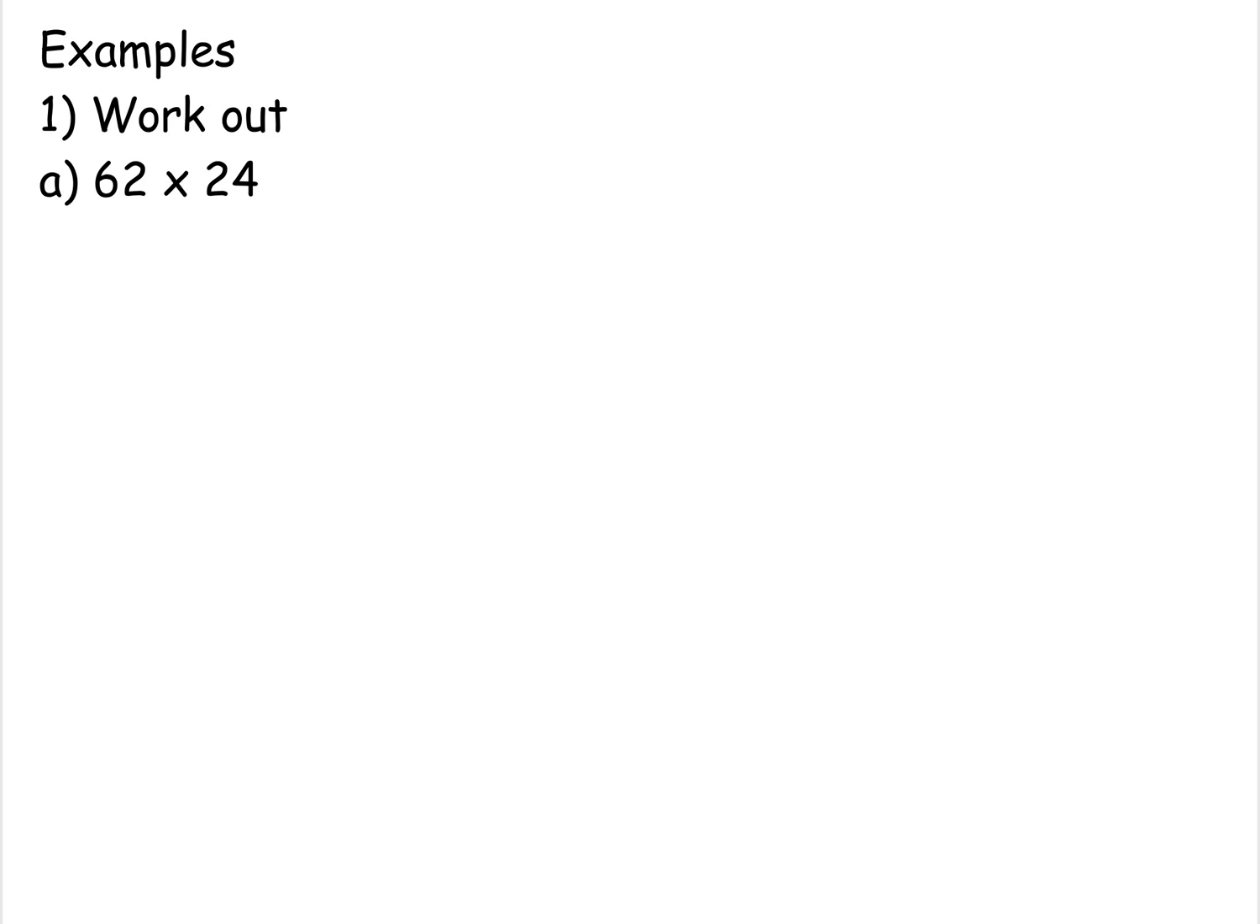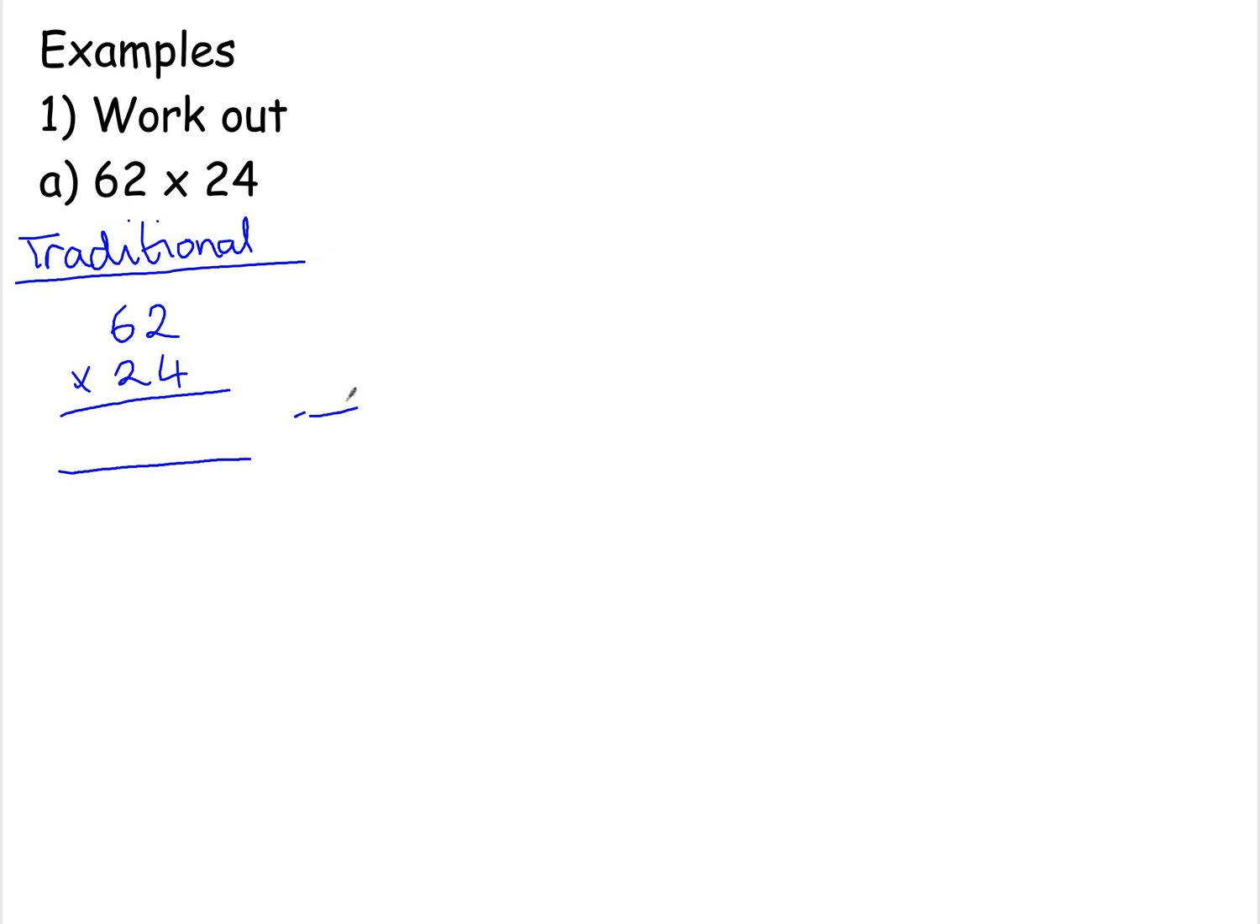So here we're asked to work out 62 times 24. For the traditional method, we use a tower sum. So if I write down traditional, the way that you do this is that the first row here, we work out 62 times 4, so we'll multiply by the unit first. In the second row, we'll multiply 62 by 20.